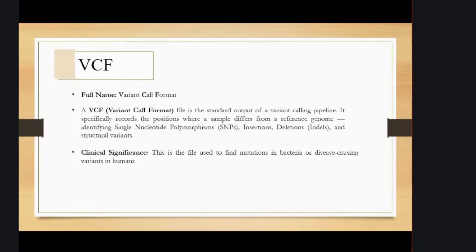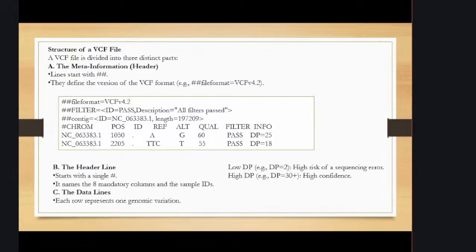So the VCF file is actually giving you information related to data analysis. You can analyze this information to get significant results and for publications. So the structure of a VCF file is like this. It has two hashes at the start.